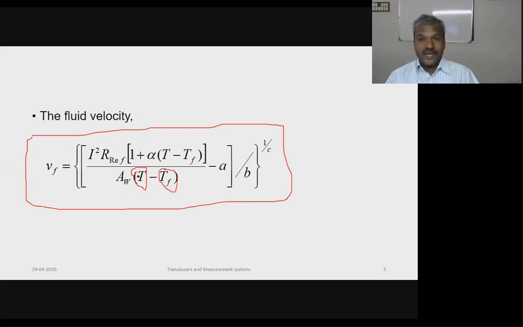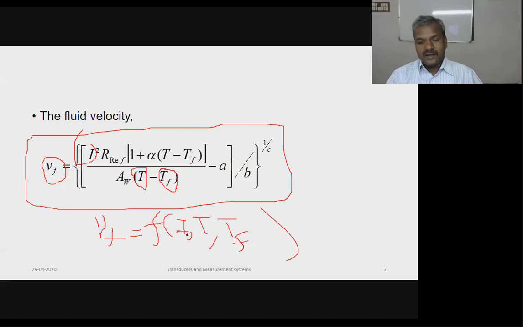So the temperature of the wire and fluid velocity, we may not say that fluid temperature is maintained constant. We do not give guarantee for that. So the temperature of the fluid also varies. So the velocity of the fluid also depends on current and the temperature of the wire and temperature of the fluid. So in general, this VF is a function of current and T and TF.